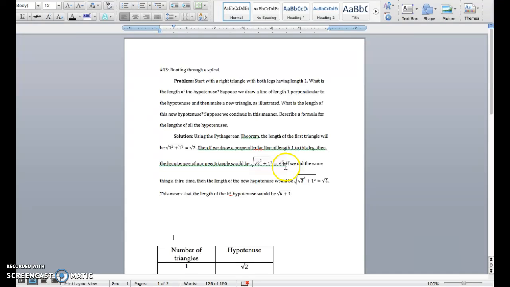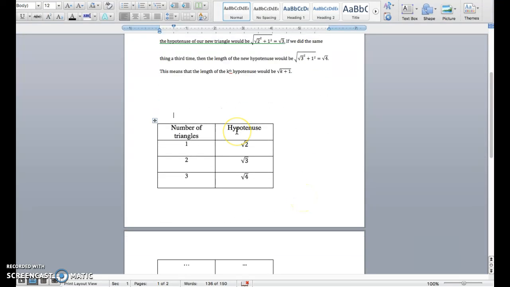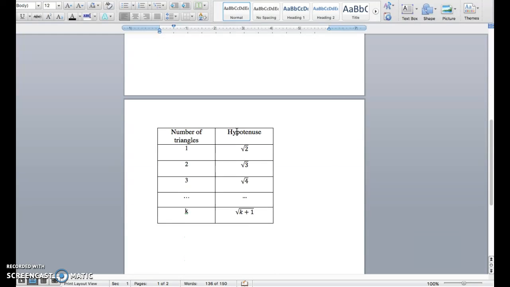And then if we do that same thing again, that's square root 3 squared plus 1 squared, it gives square root 4. So I figured that meant if I had a kth hypotenuse, the length of that would be square root k plus 1. So I just made this little table that kind of illustrates that.